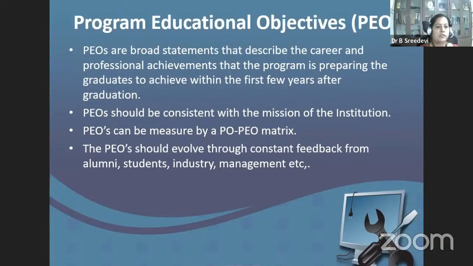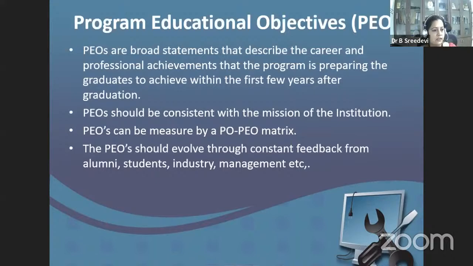So program educational objectives are broad statements that describe the career and professional achievements that the program is preparing the students to achieve within the first few years of graduation. So this is most important. I cannot say a student graduating in 2020 was idle till 2016, and in 2016 he got employment or went for higher studies. That is not a real achievement, because for 6 years he has been idle. That's what the last statement says: within the first few years after graduation.